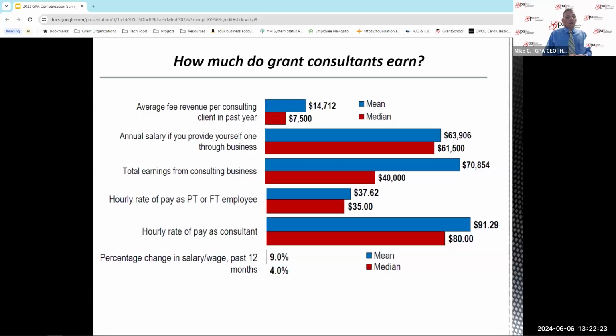So how much do grant consultants make? The data from the consultants reporting an average salary of their business is a mean of over 63,000, almost 64,000, and a median of around 61,000.